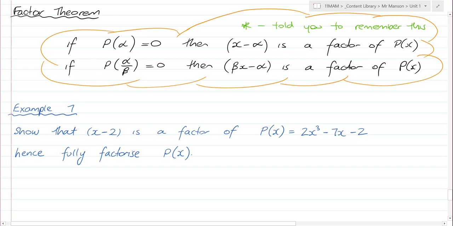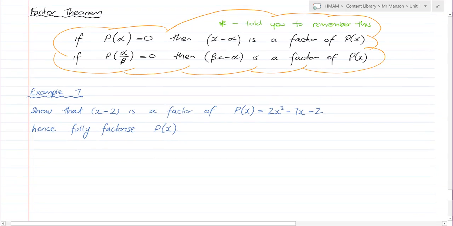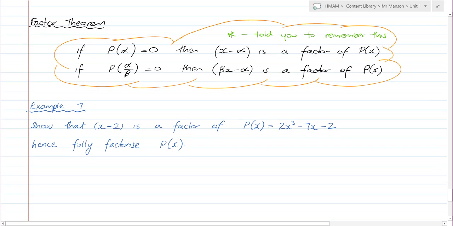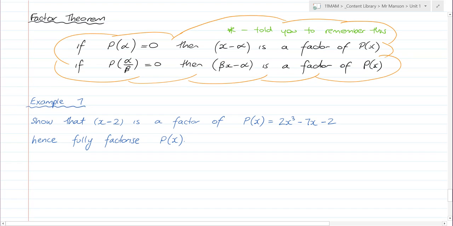I'm going to zoom out a little bit because I know that some people are writing down the factor theorem. And I'm going to start example 7. Is that all right, Connor? Okay.